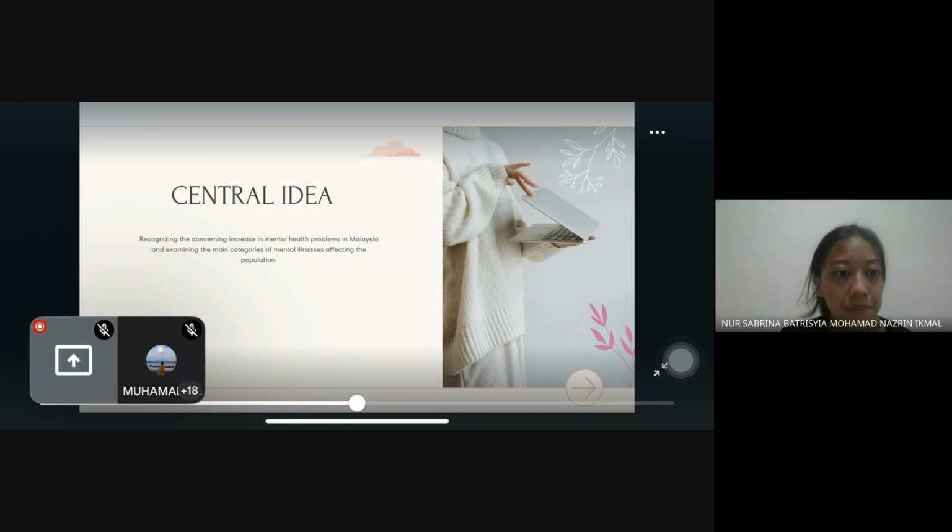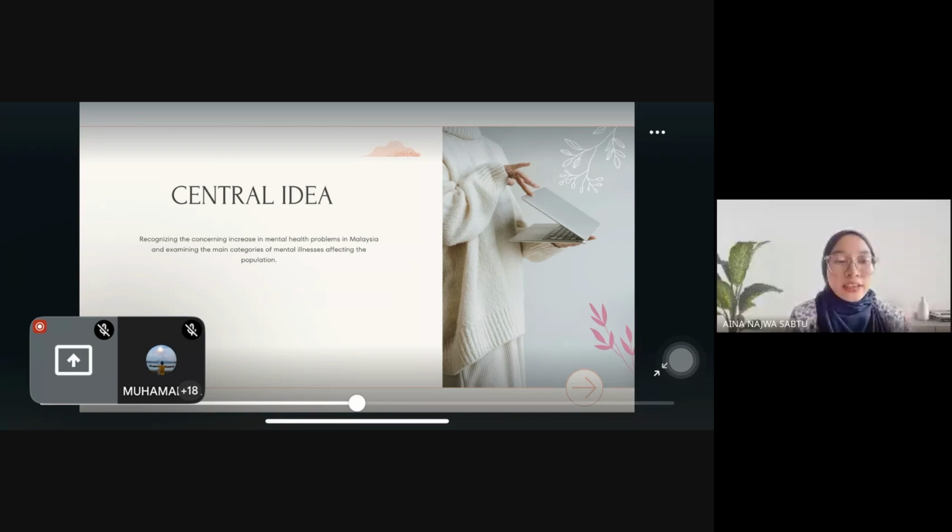Aina, you're muted. Sorry. The central focus of our presentation is to explore the most common mental health disorders affecting Malaysians in 2023. Based on recent research and data, we will highlight the growing prevalence of depression, anxiety, and stress-related disorders, particularly in the wake of the COVID-19 pandemic.